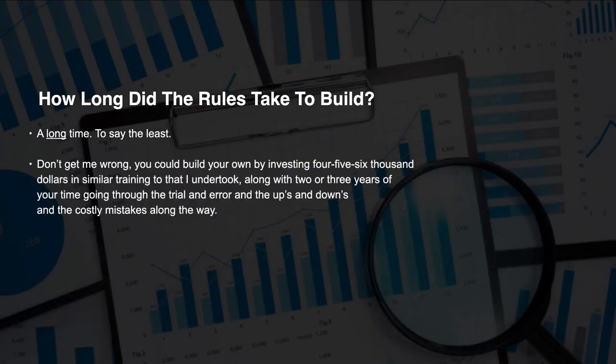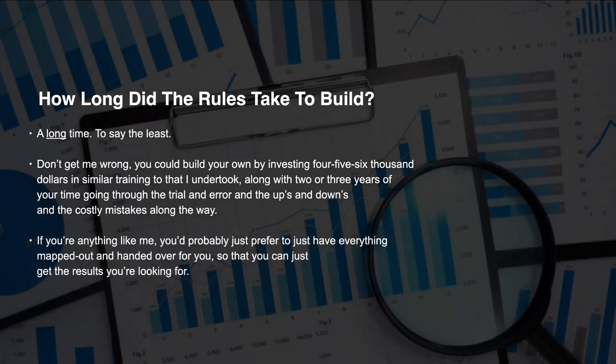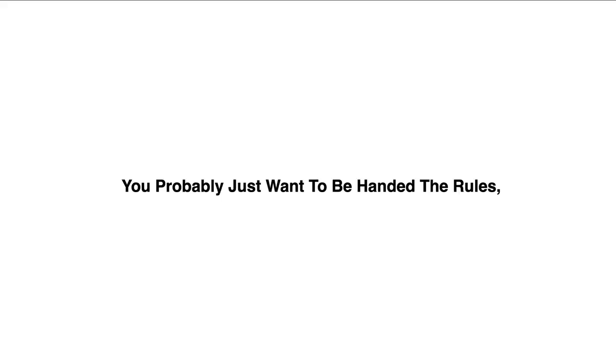And don't get me wrong, you could build your own by investing $4,000, $5,000, $6,000 in similar training, along with maybe 2 or 3 years of your time going through that trial and error and the ups and the downs and the costly mistakes along the way. But if you're anything like me, you'd probably just prefer to have everything mapped out and handed over for you so that you can skip all of that and just get the results that you're looking for, right? You probably just want to be handed the rules, told which markets to use them in, and off you go, so that you can start generating income.